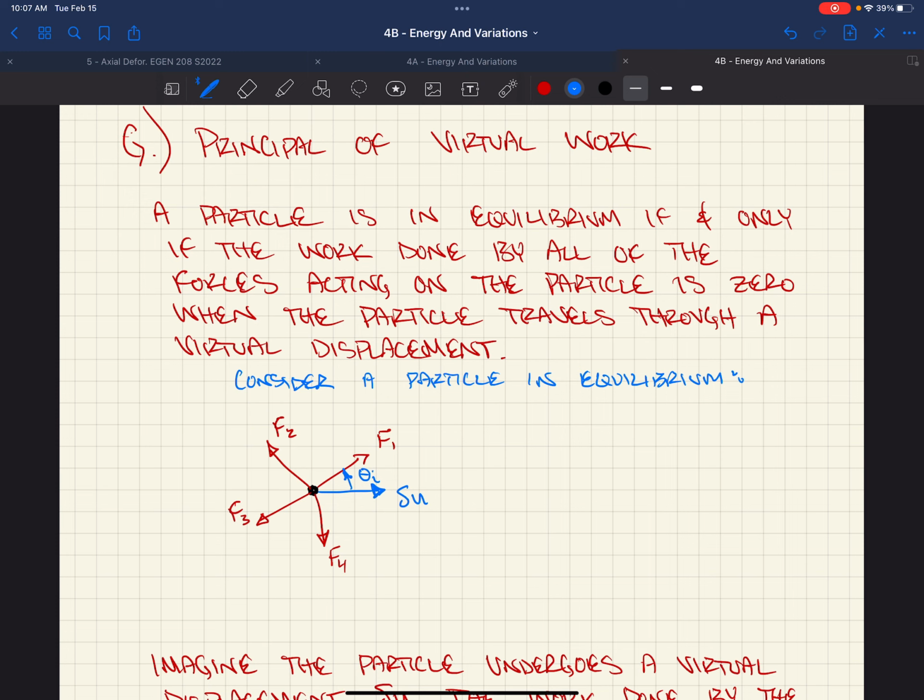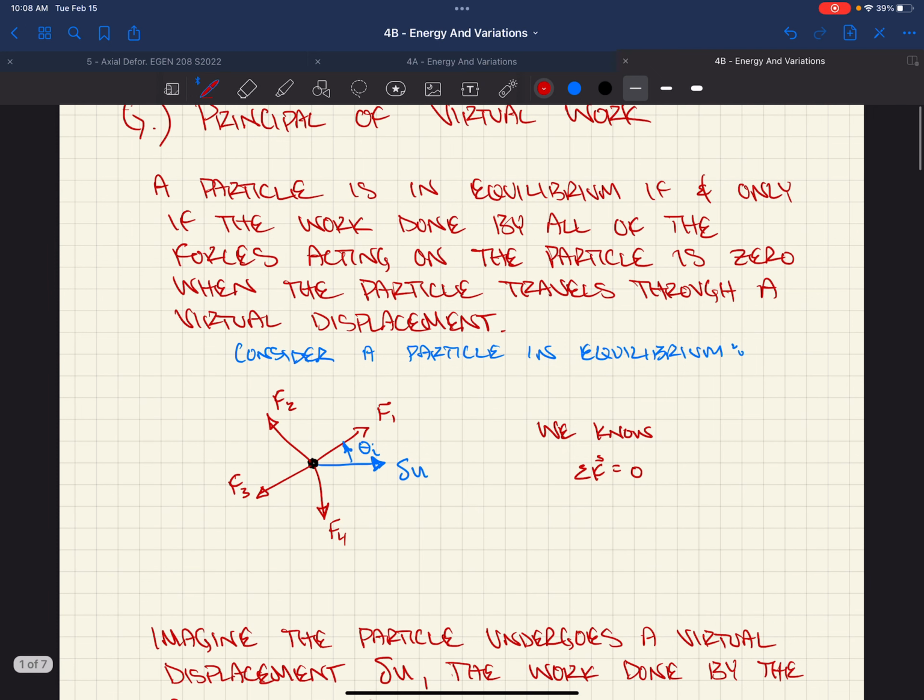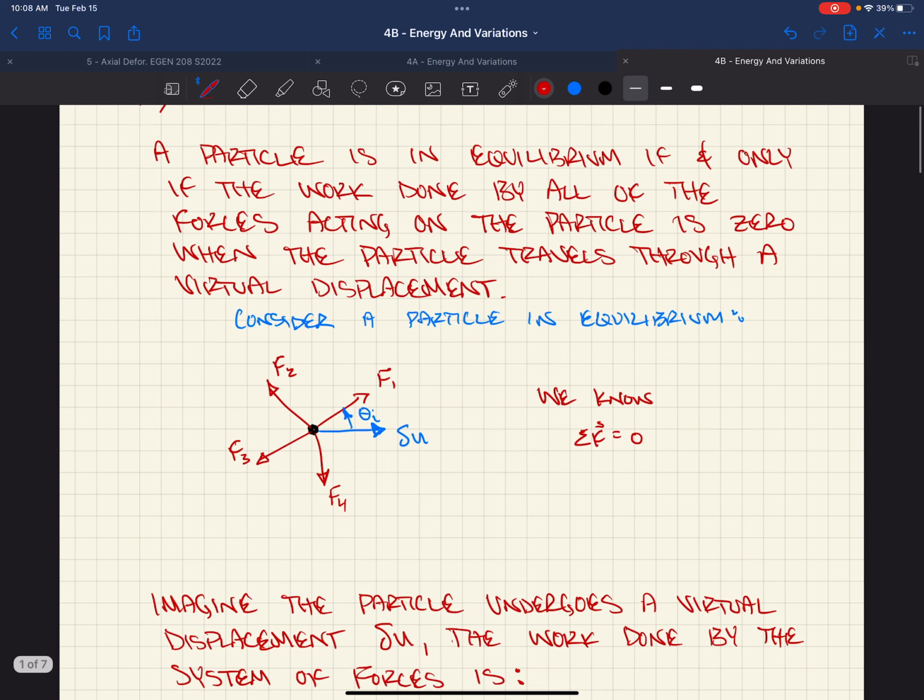We know in equilibrium, the sum of the forces equals zero. What does that mean? Well, that also means that if it's in equilibrium, then the work done by all those forces, if we were to displace that particle some delta, would also be zero.